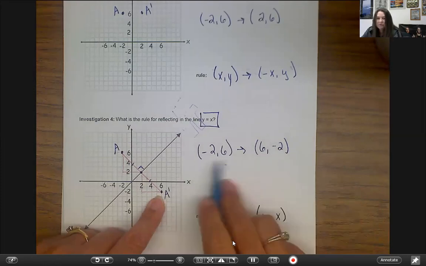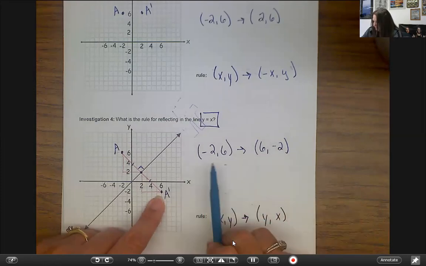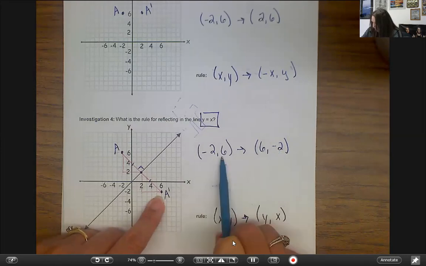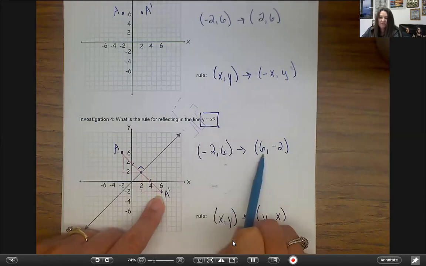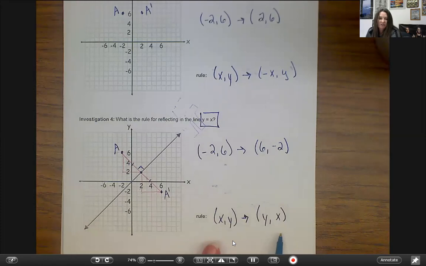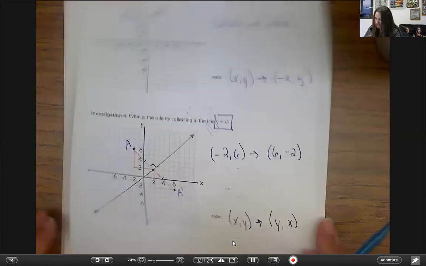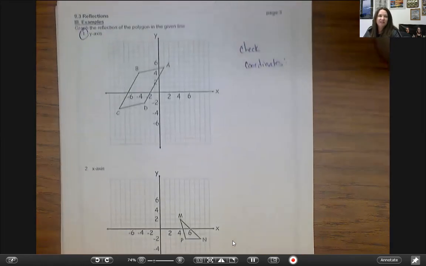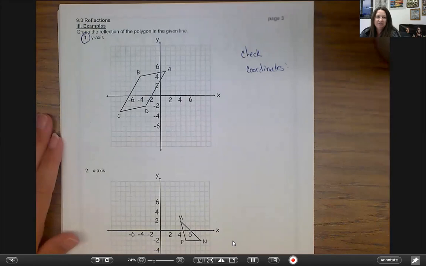So looking at those coordinates, you should see that we just switched them. Okay, what was the x-coordinate now becomes the y-coordinate, and what was the y-coordinate now becomes the x-coordinate. So if we write that out as an algebraic rule, the reflection over the line y equals x will become (x, y) reflects to (y, x), okay, as your rule. Okay, go ahead and use this knowledge then to actually work with a graph itself on reflections.